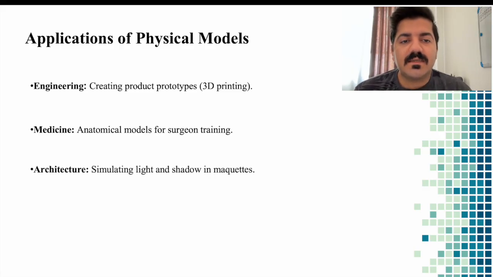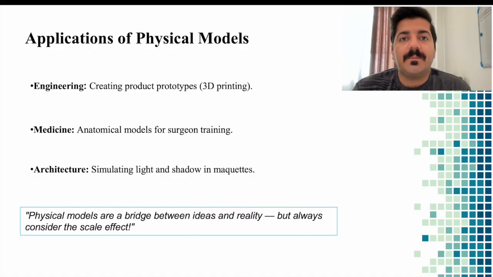The golden rule is that physical models connect a dream to reality, but remember, a small success is not equal to a big success, and always consider the scale effect. At the end, it's good to say that with this model you have real-world practice before the real-world performance.